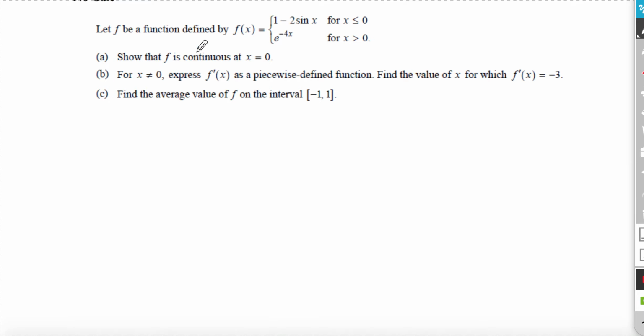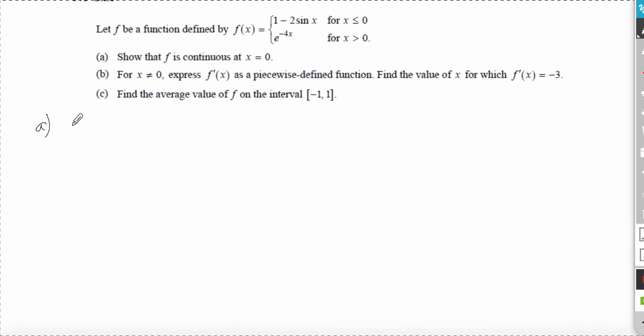Let f be a function defined by this piecewise function right here. For x less than or equal to 0, and x greater than 0 down here. All right, so let's take a look at part A. For part A, show that f is continuous at x equals 0. Okay, to show something's continuous, we know we have 3 criteria. We need to show that the limit exists.